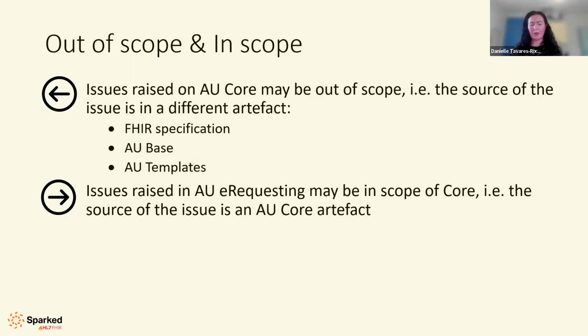And then, of course, we have the reverse, because we now have a downstream IG, which is AU e-requesting. So there might be items raised in the e-requesting ballot that are actually Core problems. So we would expect that the AU e-requesting co-chairs are doing triage, and they will be letting us know, the Core co-chairs, which items they think actually need to be moved into our ballot. And so that's part of that scope determination that happens.